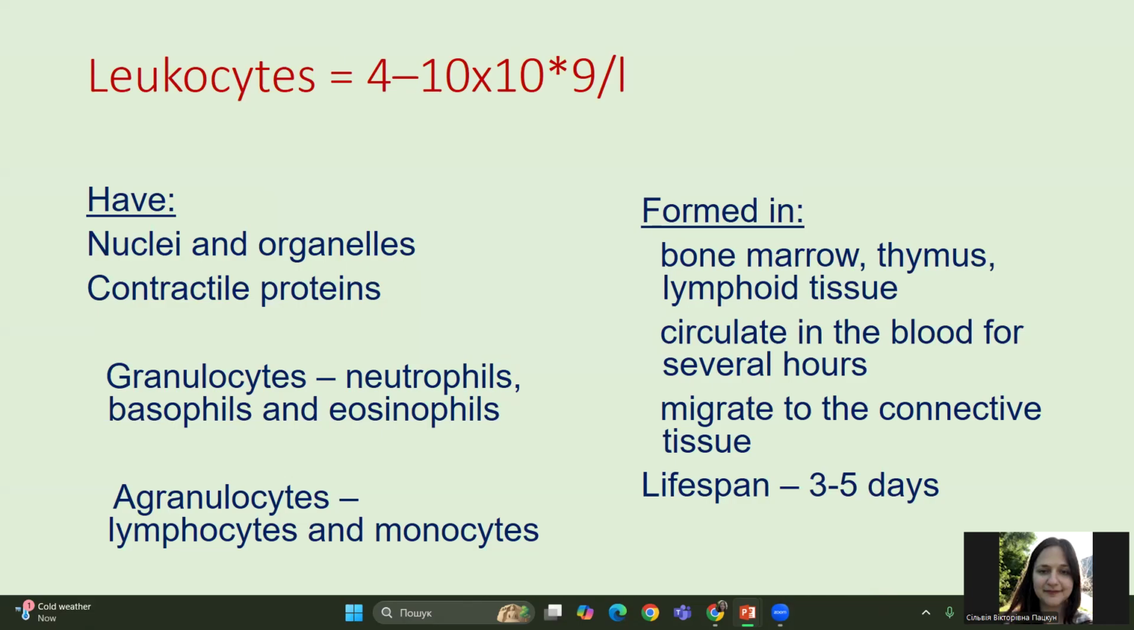Okay, next formed elements of the blood are leukocytes. They make from 4 to 10 times 10 to the 9th per liter. They have nuclei and organelles, contractile proteins. They are divided into granulocytes, which are neutrophils, basophils, eosinophils, and agranulocytes, lymphocytes and monocytes. They are formed in bone marrow, thymus, lymphoid tissue, circulate in the blood for several hours, and then migrate to the connective tissue. Lifespan is very short, from 3 to 5 days. Comparing, for example, with erythrocytes, whose lifespan is from 90 to 120 days.